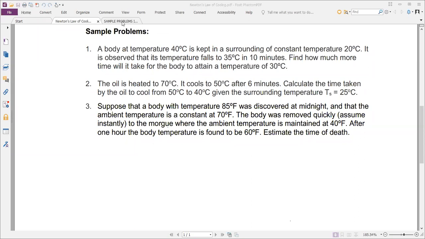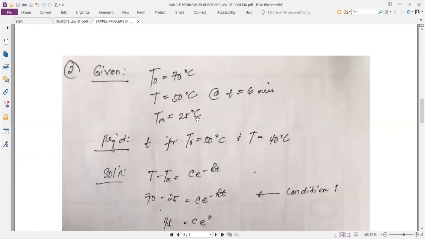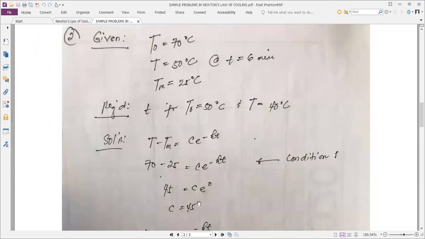So now we go to our solution. Okay? So same in principle. For condition 1, you're given that the initial temperature is 70. So 70. 25 is the medium surrounding temperature. C e raised to negative kT. So the T here again would be 0 if our temperature is 70. So the purpose is in determining the C, which is 45.